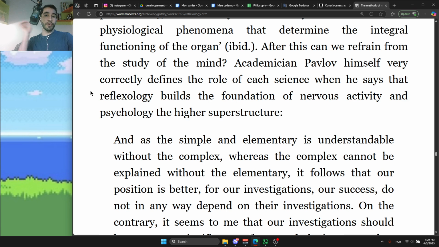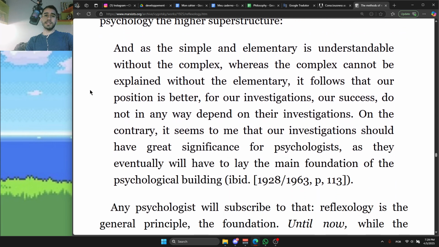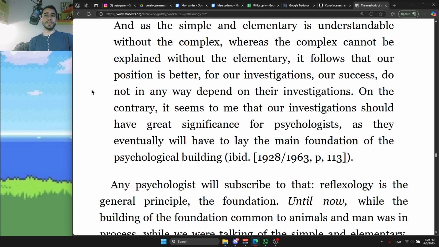After this, can we refrain from the study of the mind? Academician Pavlov himself very correctly defines the role of each science when he says that reflexology built the foundation of nervous activity and psychology the higher superstructure. And as the simple and elementary is understandable without the complex, whereas the complex cannot be explained without the elementary, it follows that our success does not in any way depend on their investigations. On the contrary, it seems to me that our investigations should have great significance for psychologists, as they eventually will have to lay the main foundation of the psychological building.